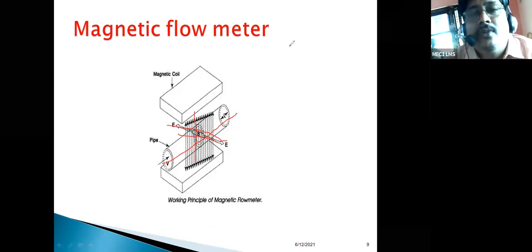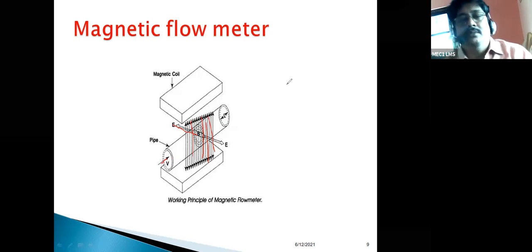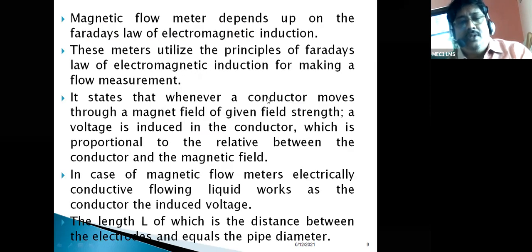So here, if you observe clearly, the pipe flows in one direction, and the induced voltage developing is perpendicular, and this is the magnetic field. So the pipe flow, induced voltage, and the magnetic field: these three are perpendicular to each other. This is the complete explanation.